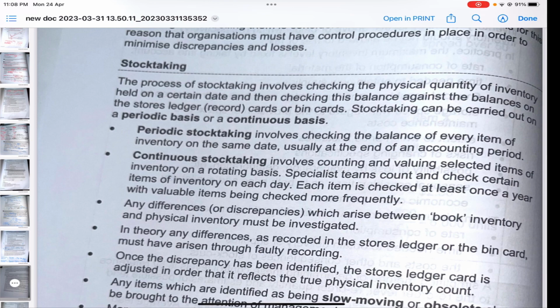Periodic stock taking involves checking the balance of every item on the same date. Usually it will be at the end of the accounting period, and that is carried out on a particular date every year at the same time. What is continuous stock taking?